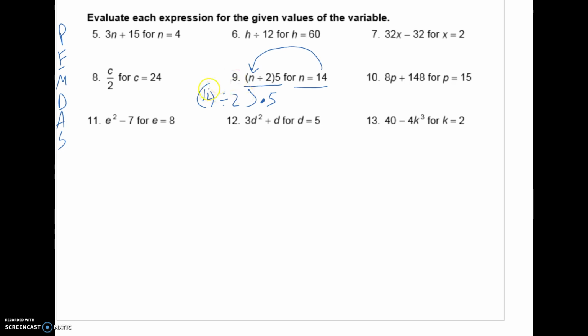So remember, parentheses first, following PEMDAS over here. 14 divided by 2 gives us 7. So I'm going to rewrite my new expression, 7 times 5. And that equals 35. Okay.